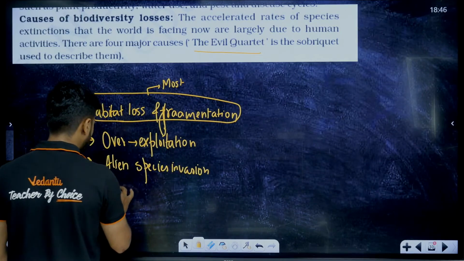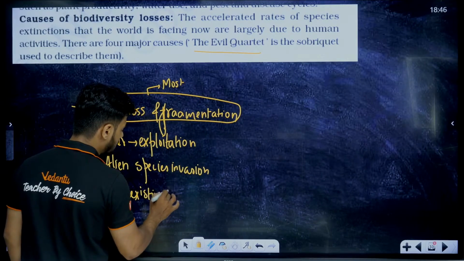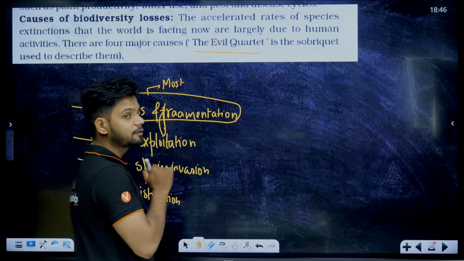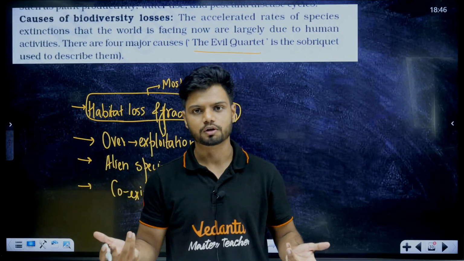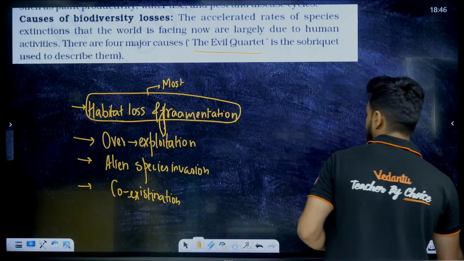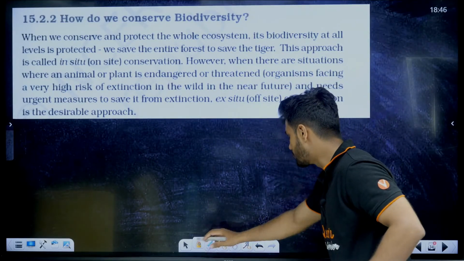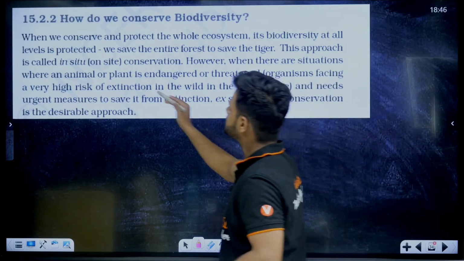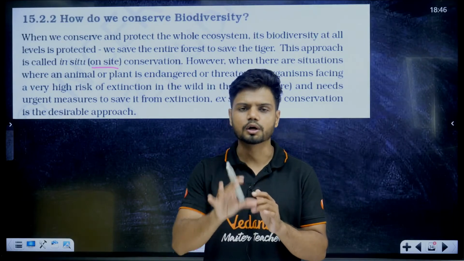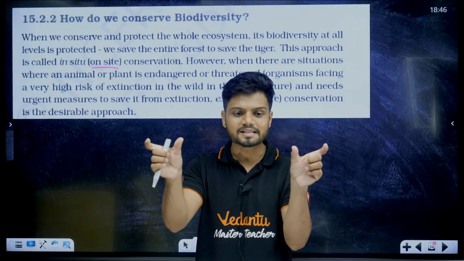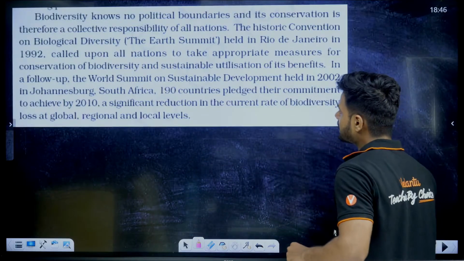The last one is going to be co-extinction. This is mostly seen in the case of plants as well as certain pollinators. If the pollinator is gone, even the flower is also gone. Co-extinction. Before the last part, there is something called in situ and ex situ conservation. Again, a controversial one. That is very important.